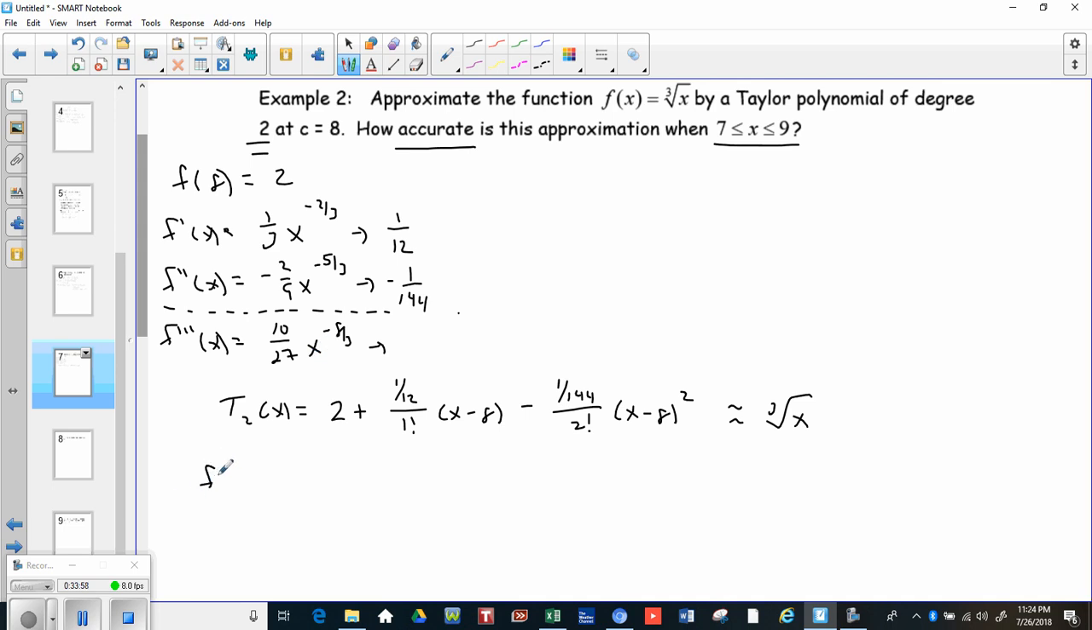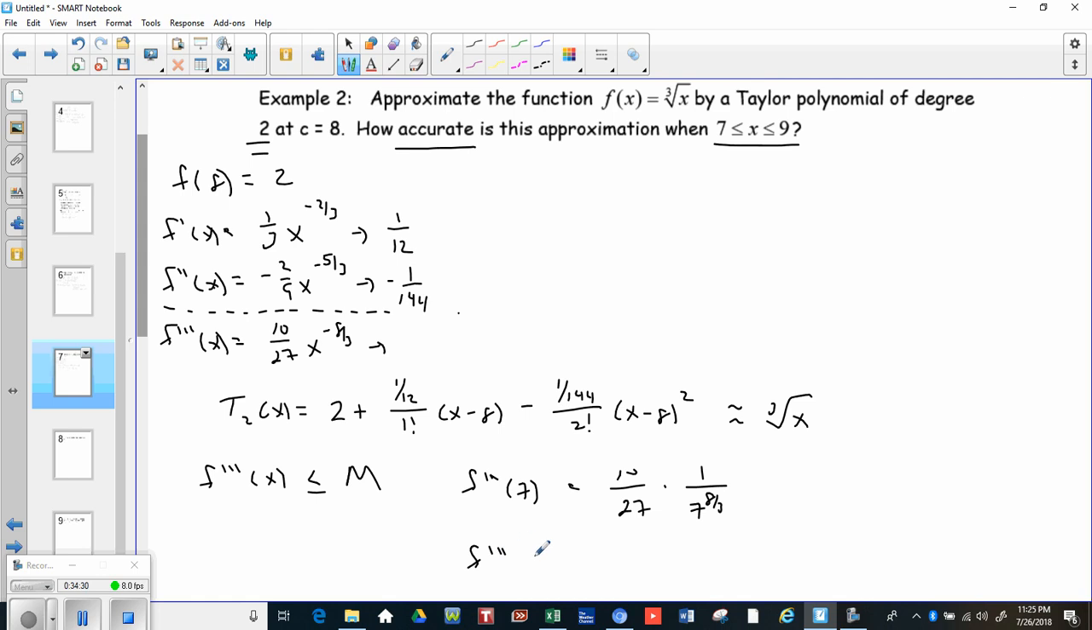We need to know, first of all, that this third derivative is going to be less than or equal to our M. So what we're trying to find is our M. Well, if we did the third derivative evaluated at 7, that's going to be 10 over 27. Plugging 7 into here, that negative exponent drops it to the bottom, so it's really 1 over 7 to the 8/3 power.